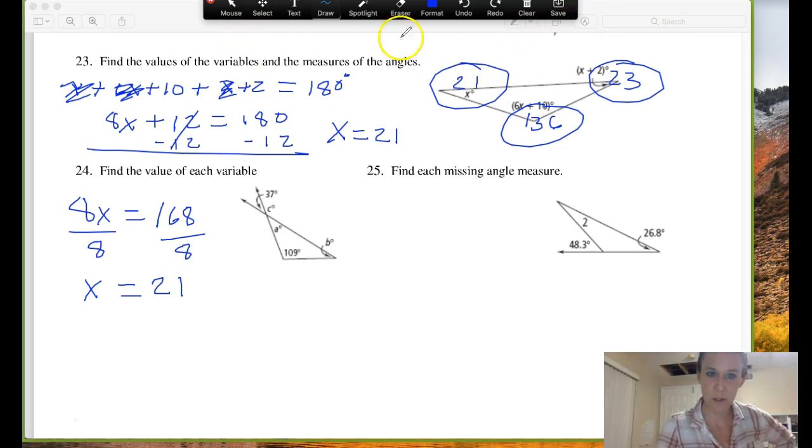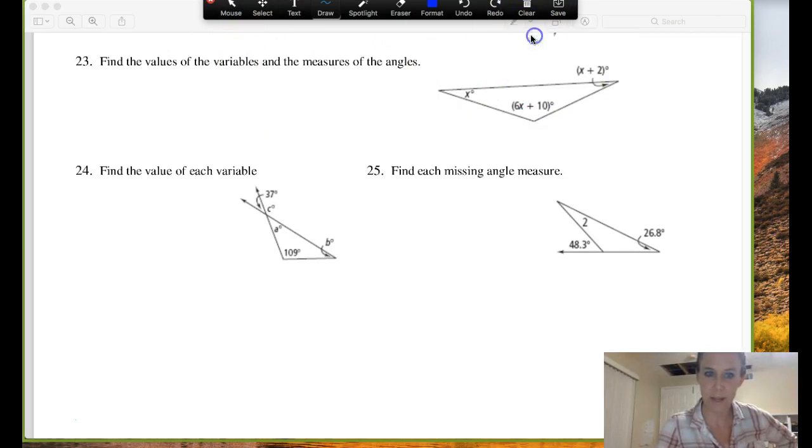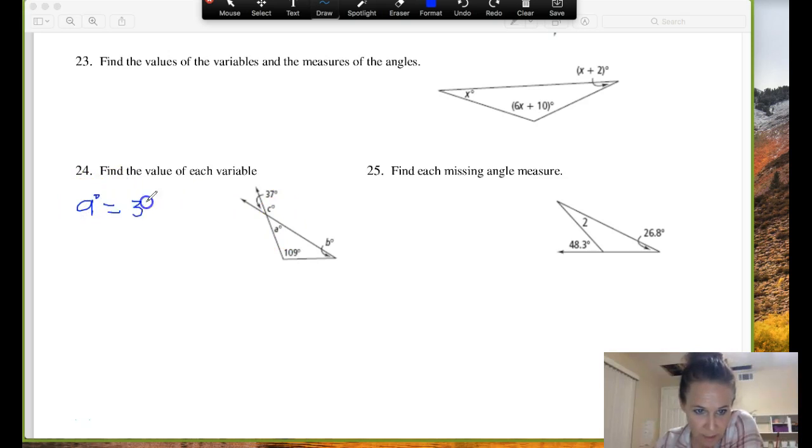All right, on to 24 and 25, and then we'll be done. Find the value of each variable. All right, a little more work here with the triangles. So vertical angles are congruent. If that's 37, A has to also be 37. So start out with A is going to be 37 degrees. Easy peasy, 37.